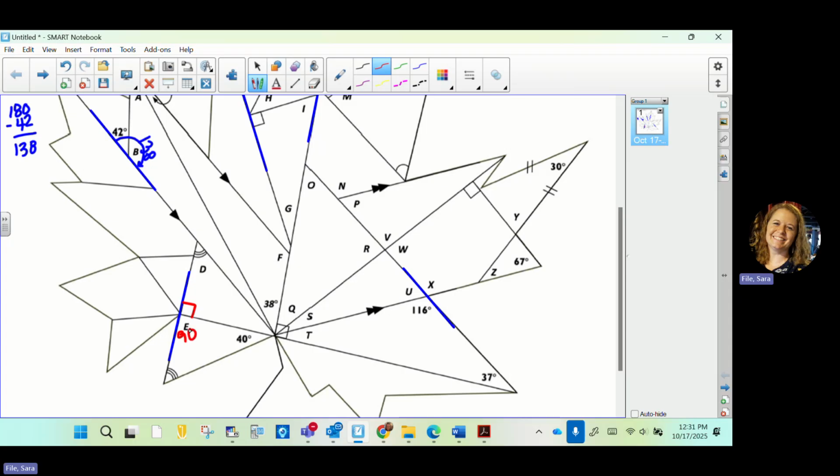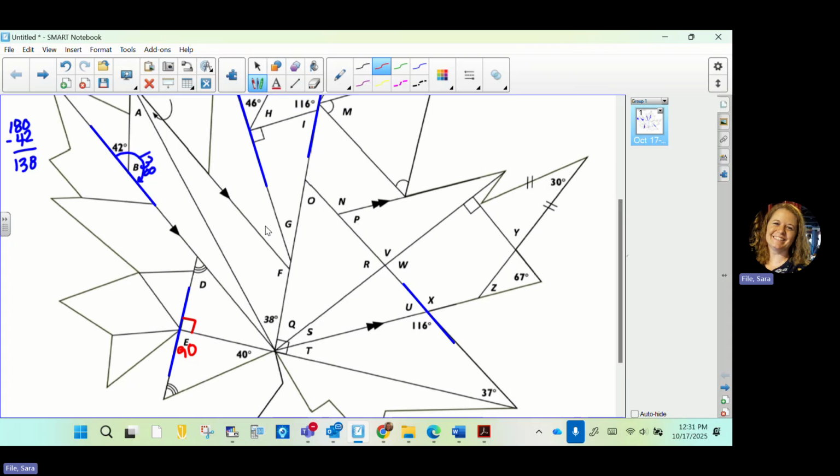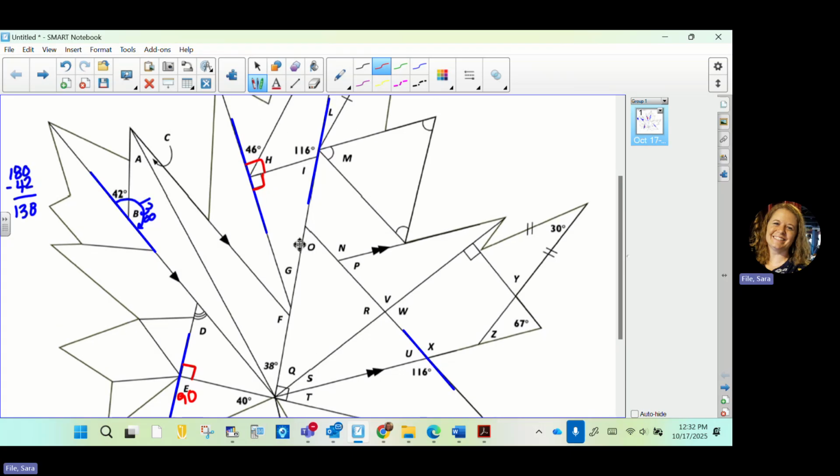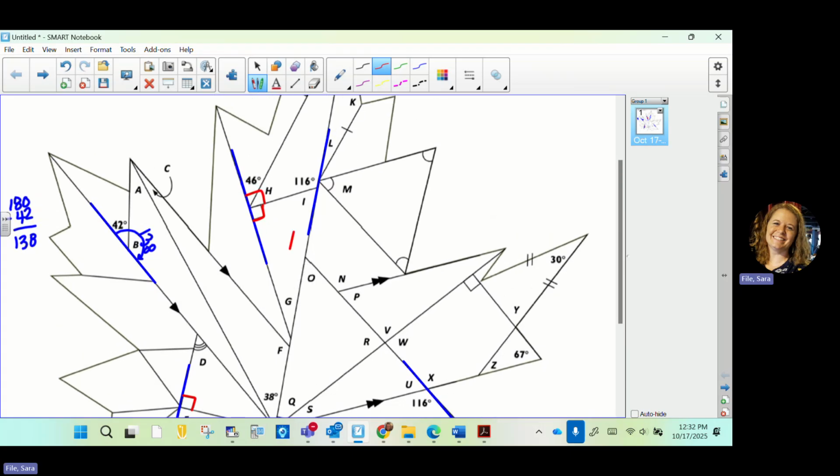Do y'all understand that? Here's another one up here that has a 90 along a straight line, but then the rest of it is broken up into two angles. So I know that the 46 and the H together have to be 90. So I could figure out what's left for H. 46 taken away from 90, what does that leave me with? So I know H has to be 44.